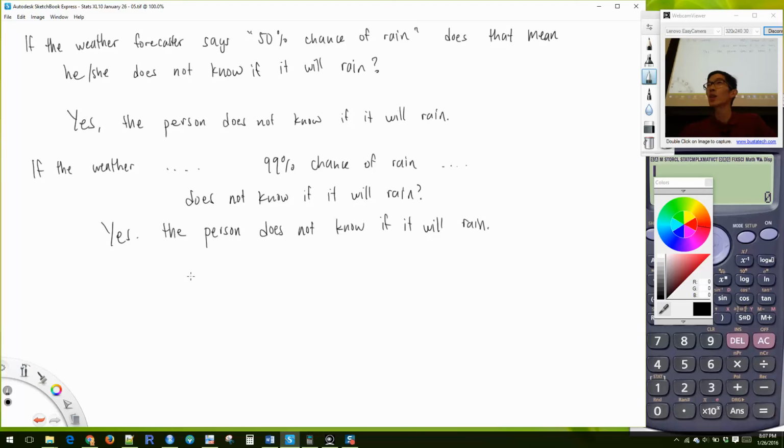Yes? On your previous slide, you had the probability of rain plus the probability of not rain equaling 1. So don't they cancel each other out?